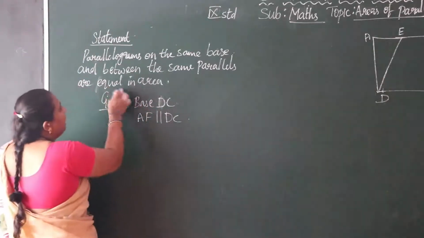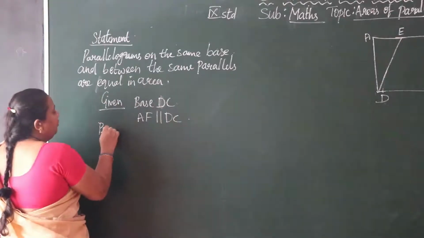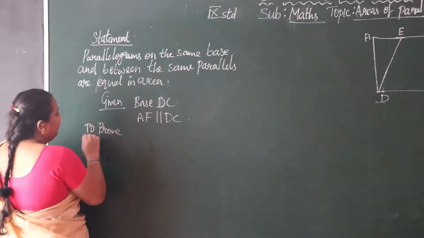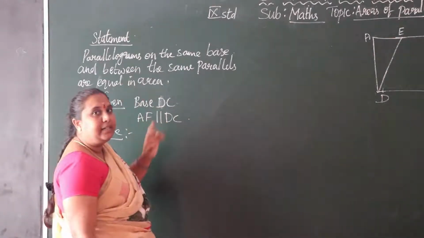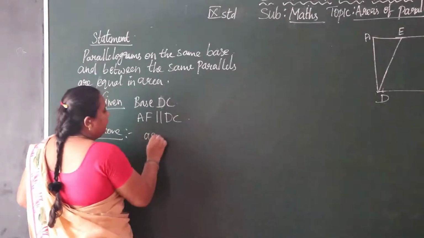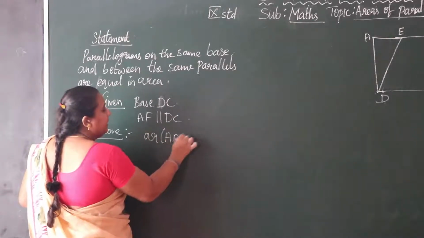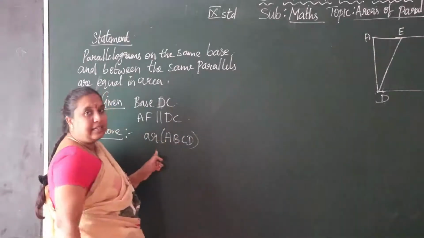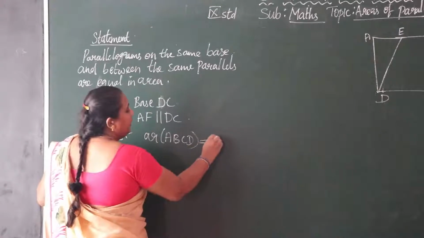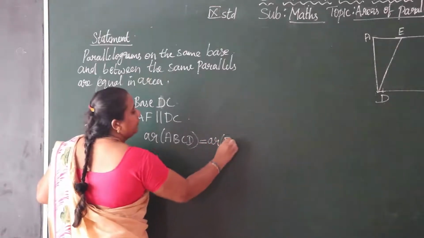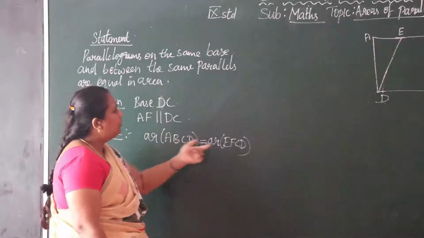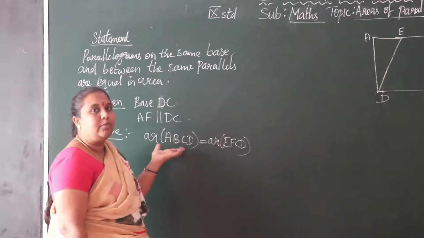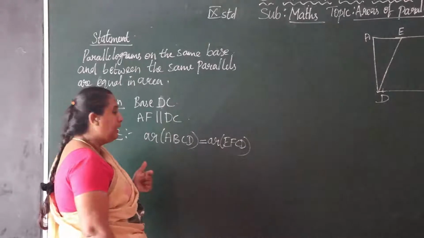And then we have to prove. So what do we want to prove? That the two parallelograms are equal in area. So area of parallelogram ABCD equals area of EFCD. We want to prove that these two areas are equal.